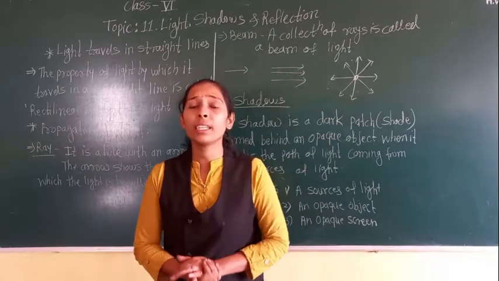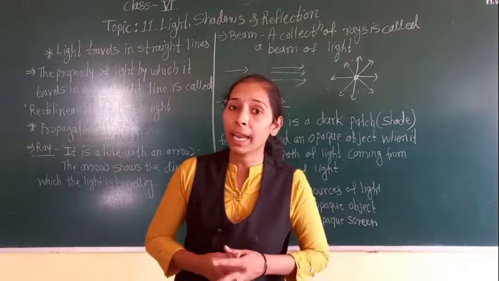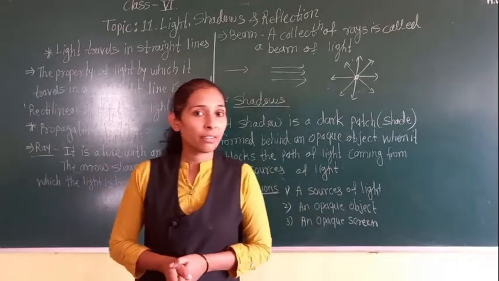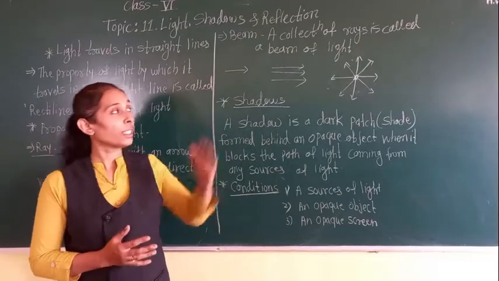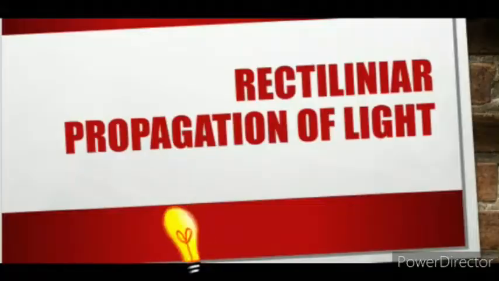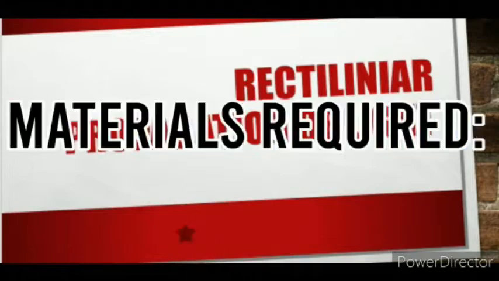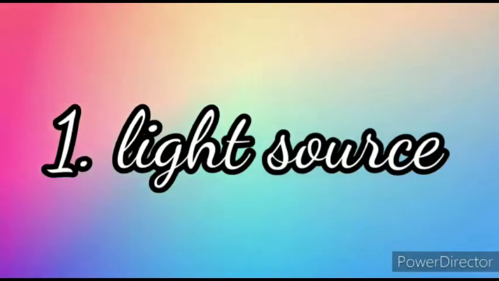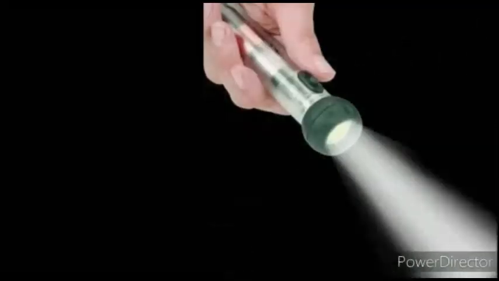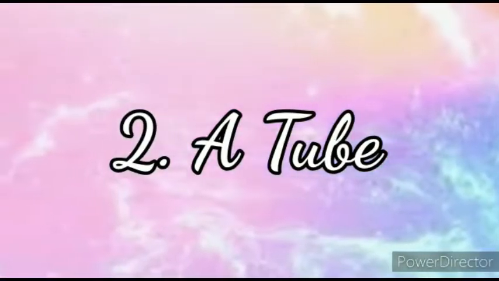To understand rectilinear propagation, we have one activity. So let's see that activity. First, you have to see this activity properly. Materials required: first, a light source; second, a tube.